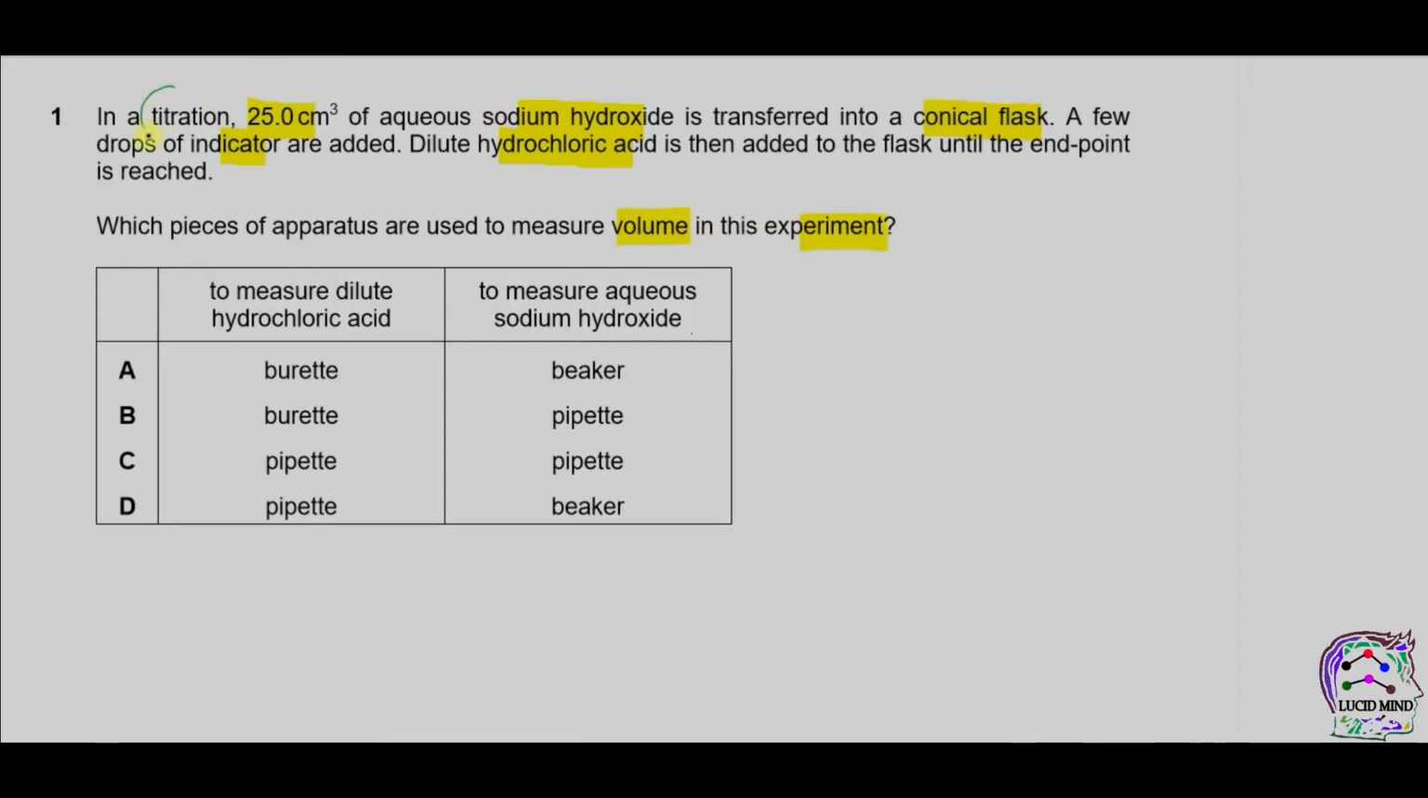As we have titration experiment, in titration we have burette in which acid is added, and we have conical flask in which alkali is added. So sodium hydroxide is taken in conical flask, but what are we going to use to measure sodium hydroxide? First option is beaker. Beaker is inaccurate, so we do not use beaker for accurate measurement. Pipette is accurate.